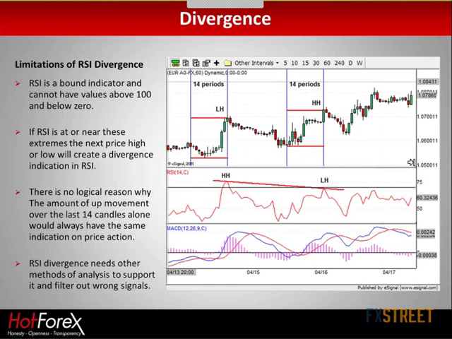Those 14 period movements, they cannot have the same interpretation on all of the occasions. You have to take into account the context that the price action is happening in, where it is taking place. So, as a conclusion, RSI divergence needs other methods of analysis to support it and filter out the wrong signals.